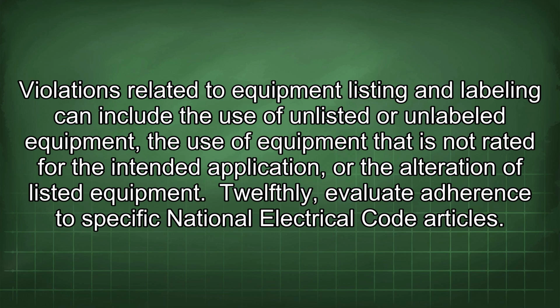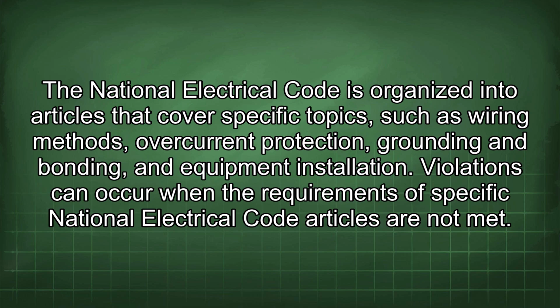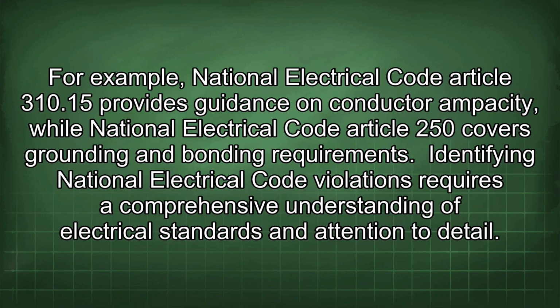12thly, evaluate adherence to specific National Electrical Code articles. The National Electrical Code is organized into articles that cover specific topics, such as wiring methods, overcurrent protection, grounding and bonding, and equipment installation. Violations can occur when the requirements of specific National Electrical Code articles are not met. For example, National Electrical Code Article 310.15 provides guidance on conductor ampacity, while National Electrical Code Article 250 covers grounding and bonding requirements. Identifying National Electrical Code violations requires a comprehensive understanding of electrical standards and attention to detail.